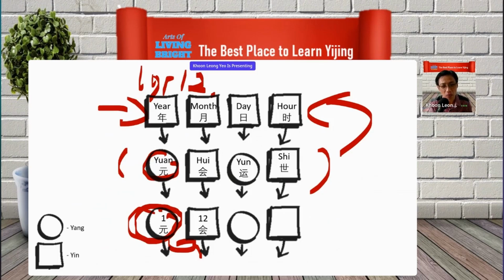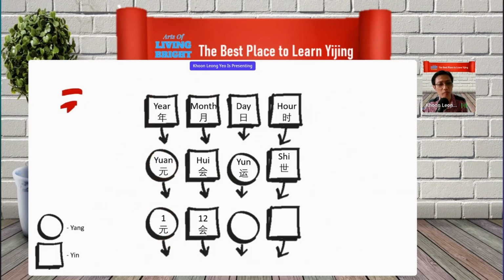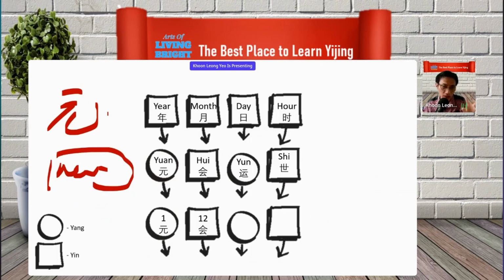元 means the beginning. In Chinese, if you know the definition of the character, then you know 元 is called the beginning. So if the timing is reset to a new beginning, that new beginning will bring along a new world order. It could be a new civilization, no longer human civilization. Who knows? Because we won't live to see that. But according to this theory, it seems to suggest so. So that's why it's called 元.